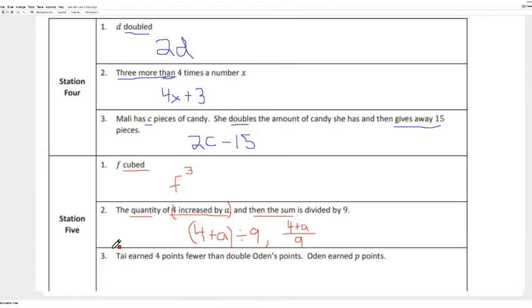All right, and the last one, Tay earned 4 points fewer than double Odin's points. Odin earned P points. So double Odin. So double means to multiply by 2. Also remember from the top here. And then fewer than, so 4 points fewer than. So we have to go ahead and subtract the 4 from that. All right, so if you would have put the 4 minus up front, you would put 4 minus 2 times P, that would have been incorrect. You have to make sure that the 4 points come to the end, and of course, fewer than means the subtraction word.